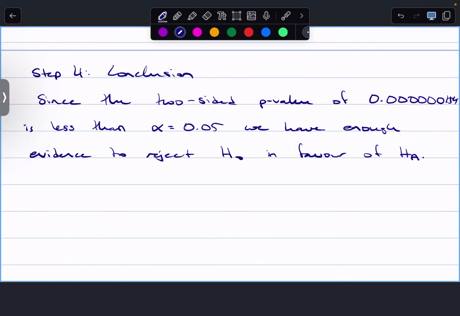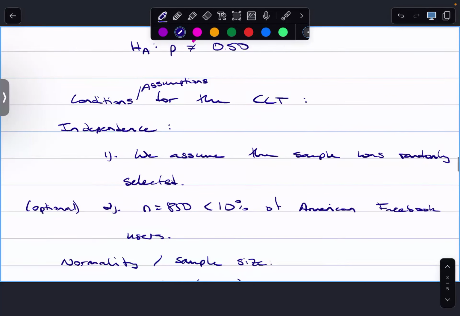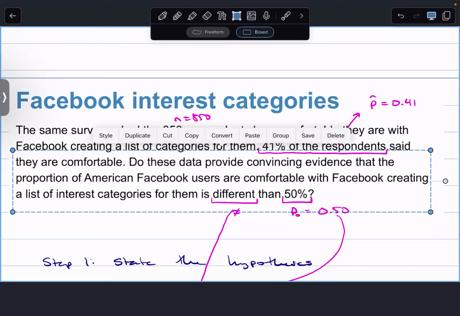Now, we need to say what that means in terms of the actual question. And so usually what I encourage you to do is reword the question as an answer, right? And so I'm going to go back to the question, and I'm going to snag this last part. Copy.